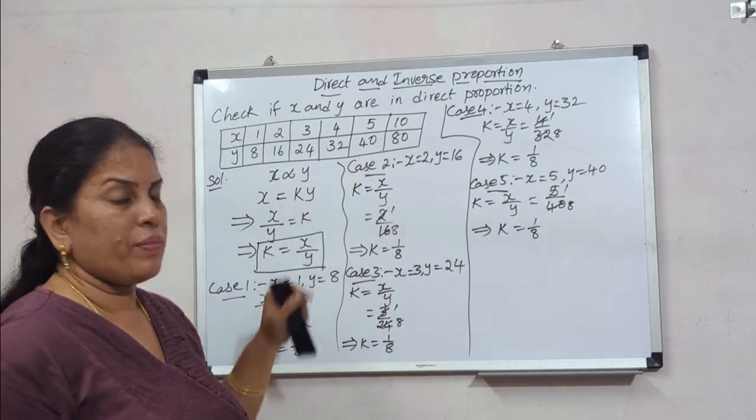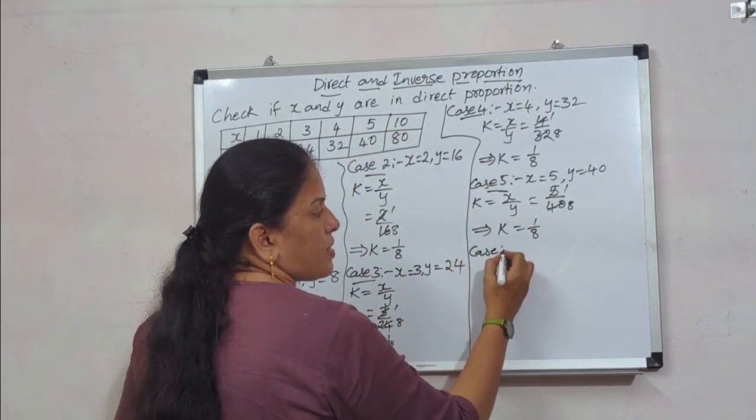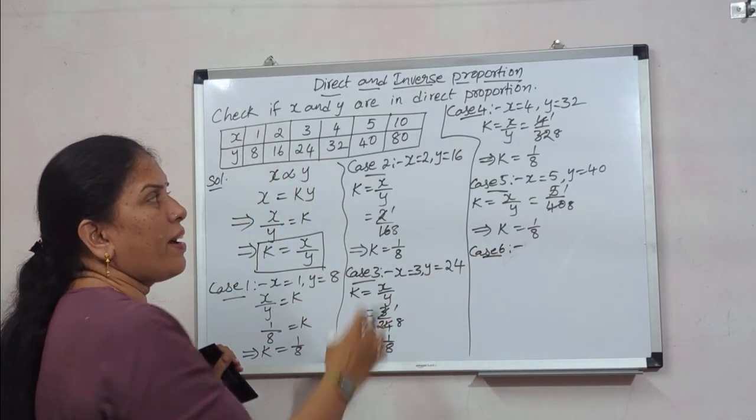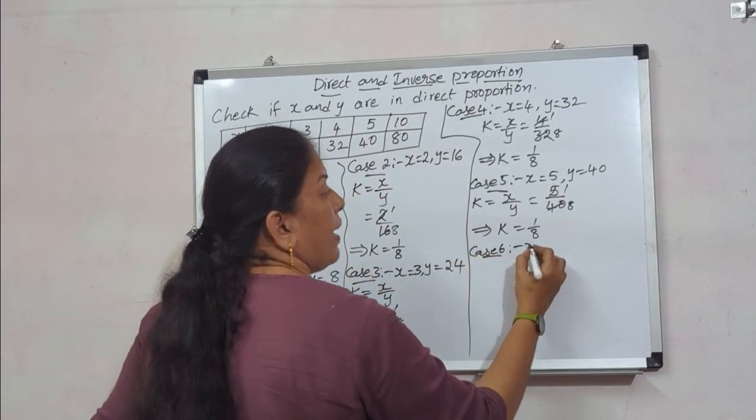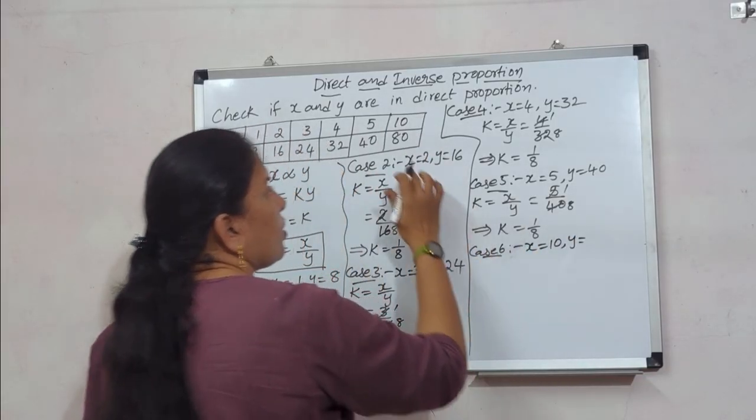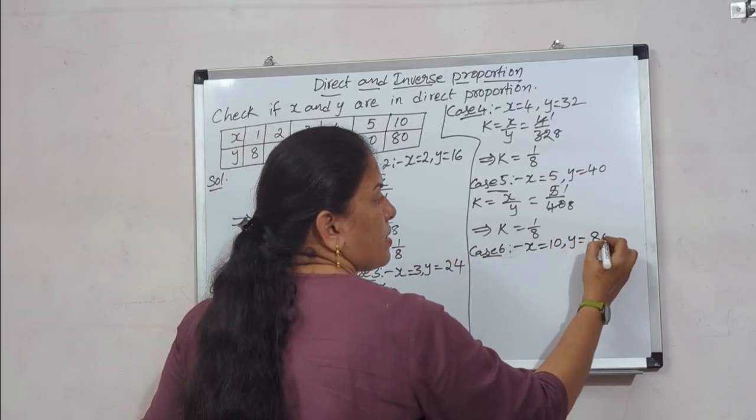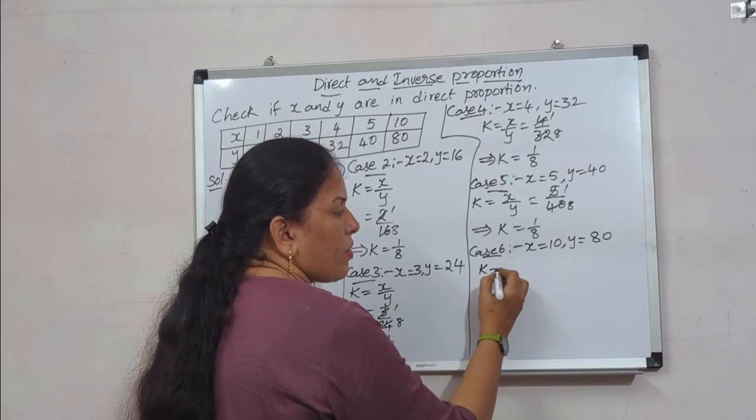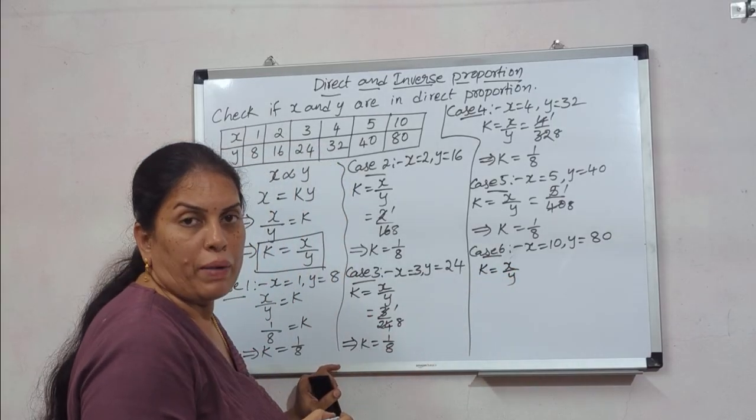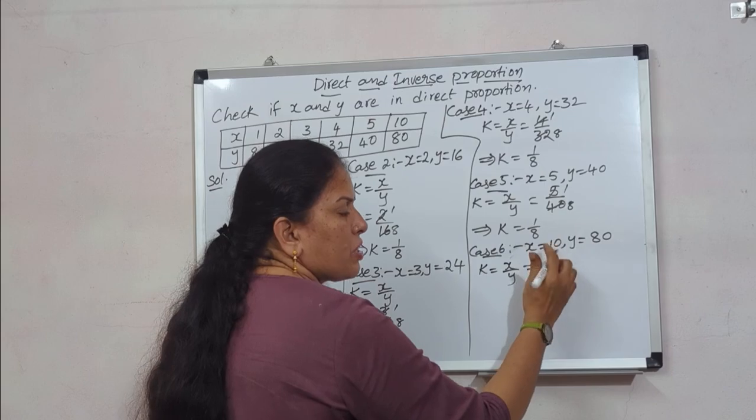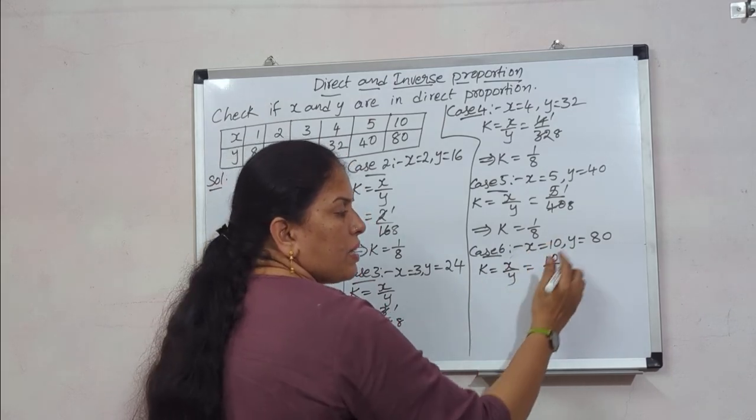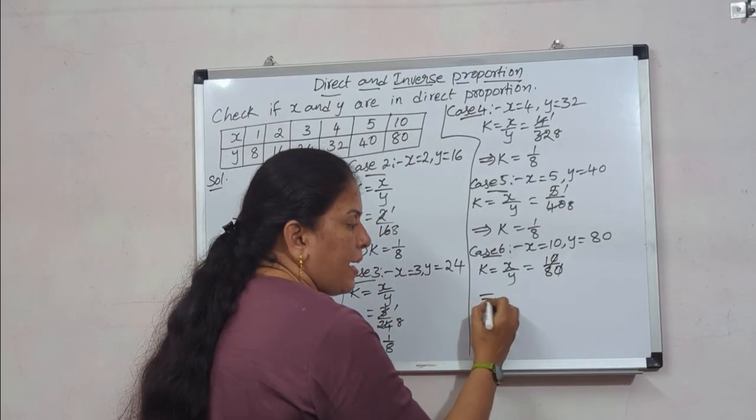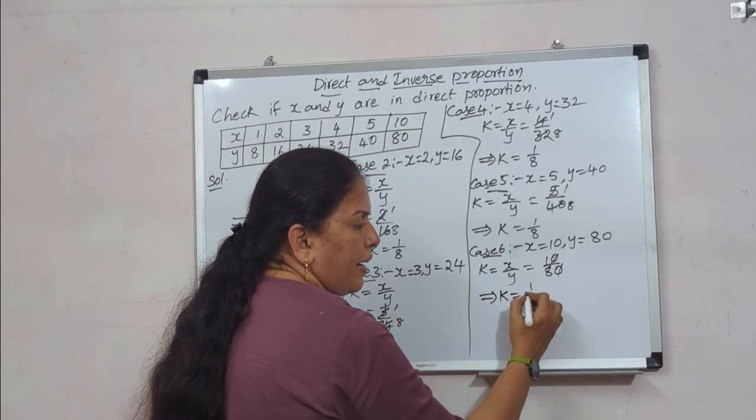In case 6, what is the x value? X is equal to 10, and y is equal to 80. So k is equal to x by y. Formula: x value is 10, y value is 80. 1 0 and 1 0 cancel. Implies k is equal to 1 by 8.